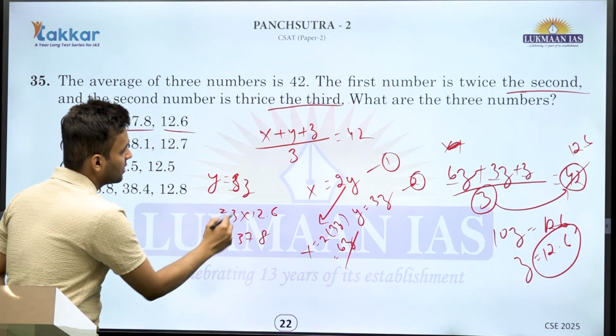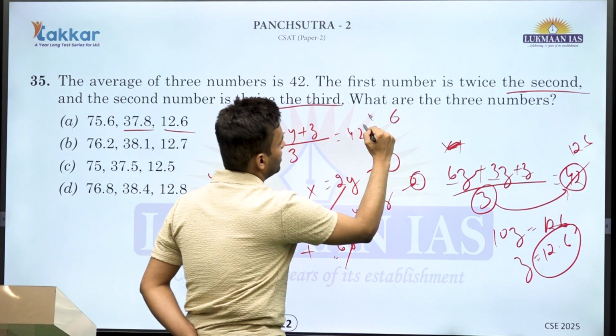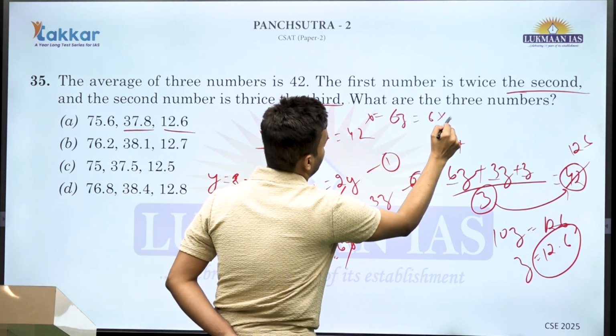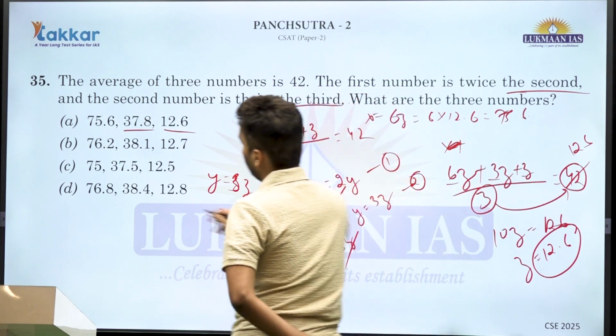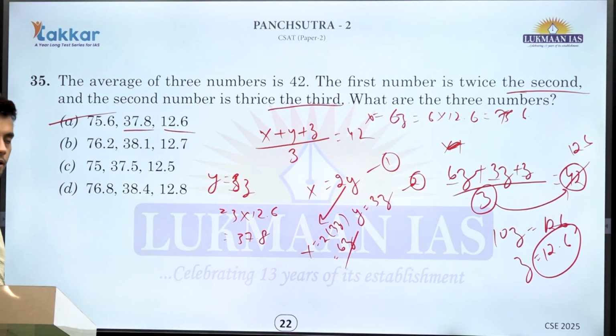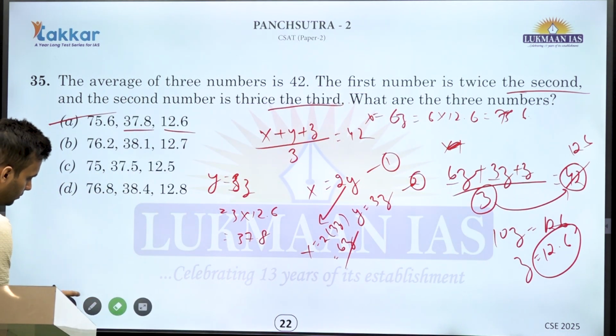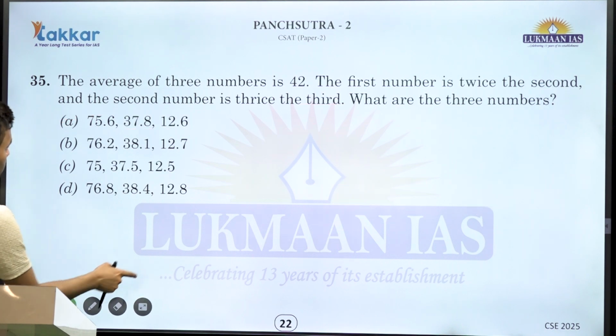And x is 6 times z, which is 6 into 12.6. This is 75.6. This is the right answer.